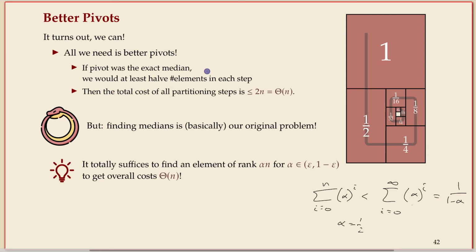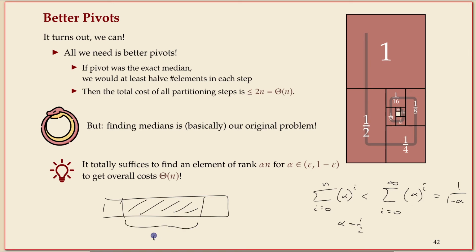But if we could do something like this, that'd be good. And this remark says it doesn't have to be the exact median, as long as you can guarantee, in graphical speak, that the pivot is in here, and this part is epsilon times n for a fixed constant epsilon. Then that's enough for this kind of argument to go through.